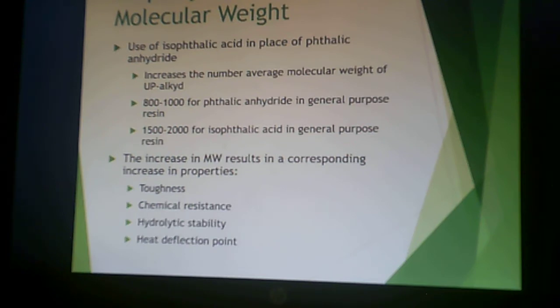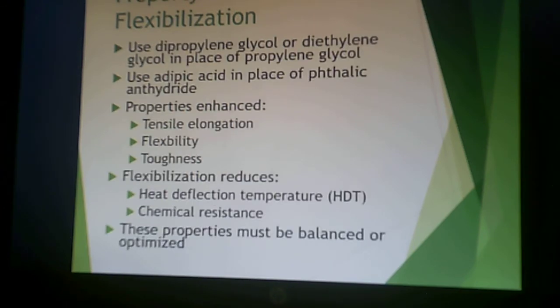So that can create a tougher material, more chemical resistant material, something that's more hydrolytically stable with a higher heat deflection point, as opposed to something that uses phthalic anhydride. Maybe you want something that's more flexible. Instead of using propylene glycol, you use dipropylene glycol or diethylene glycol. Or you use adipic acid in place of phthalic anhydride. And so that gives you better tensile elongation, more flexibility, more toughness.